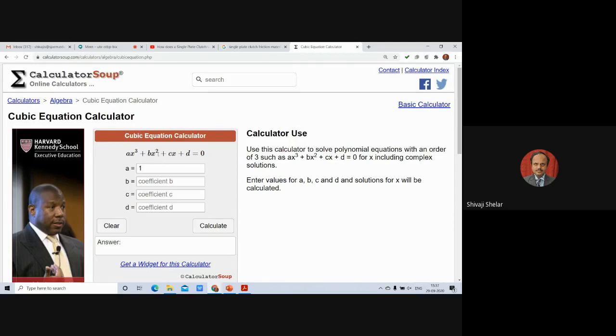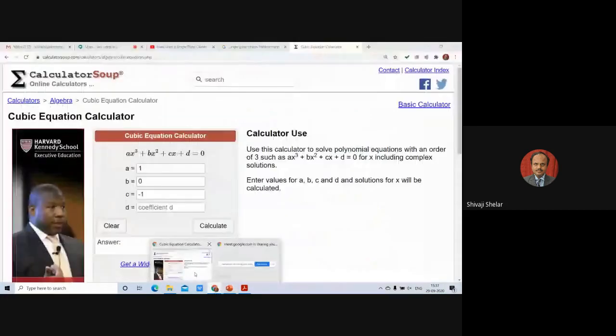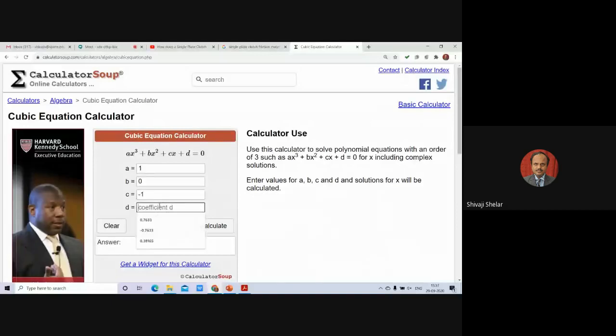Then there is no term of y square there. So the b value in our equation is 0. Then the c value, cx, that means cy. So the c value there is minus 1. So the coefficient of y there is minus 1. And the coefficient of d in that equation is 0.38165. So if we come down here and plot that value, 0.38165. So this is the value.